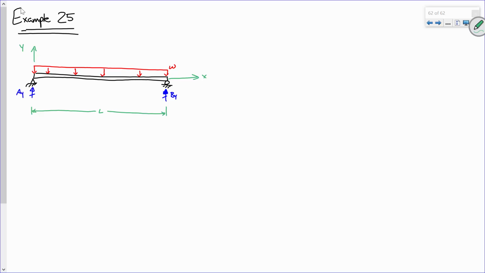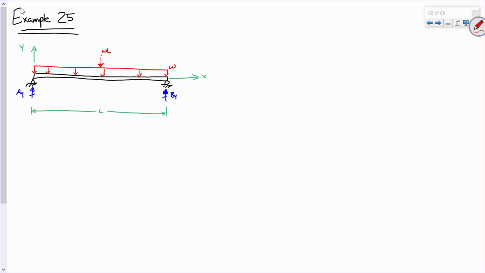Help me out. Let's do this like we would any problem. I have a distributed load. I can collapse that into a single point load, right? Which is going to be what? It's going to be in the middle, and what's that magnitude going to be? There we go.